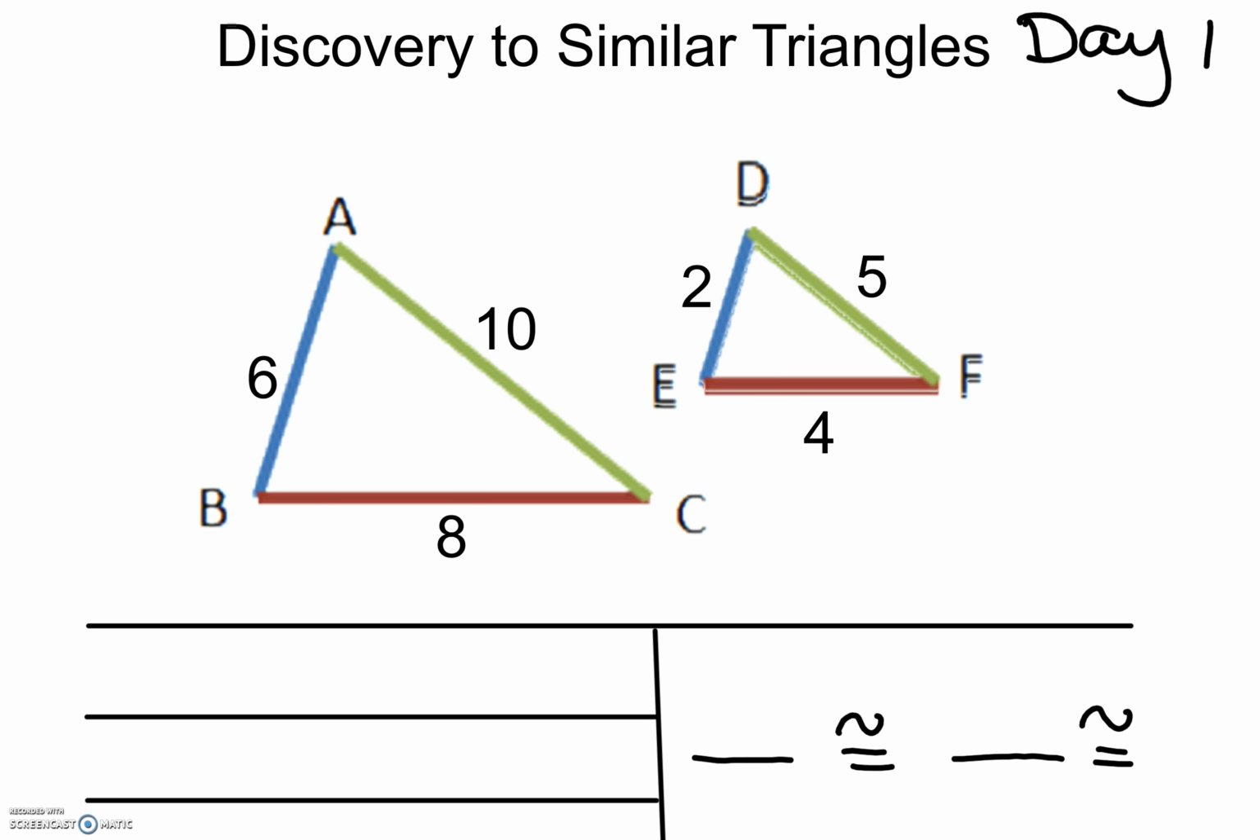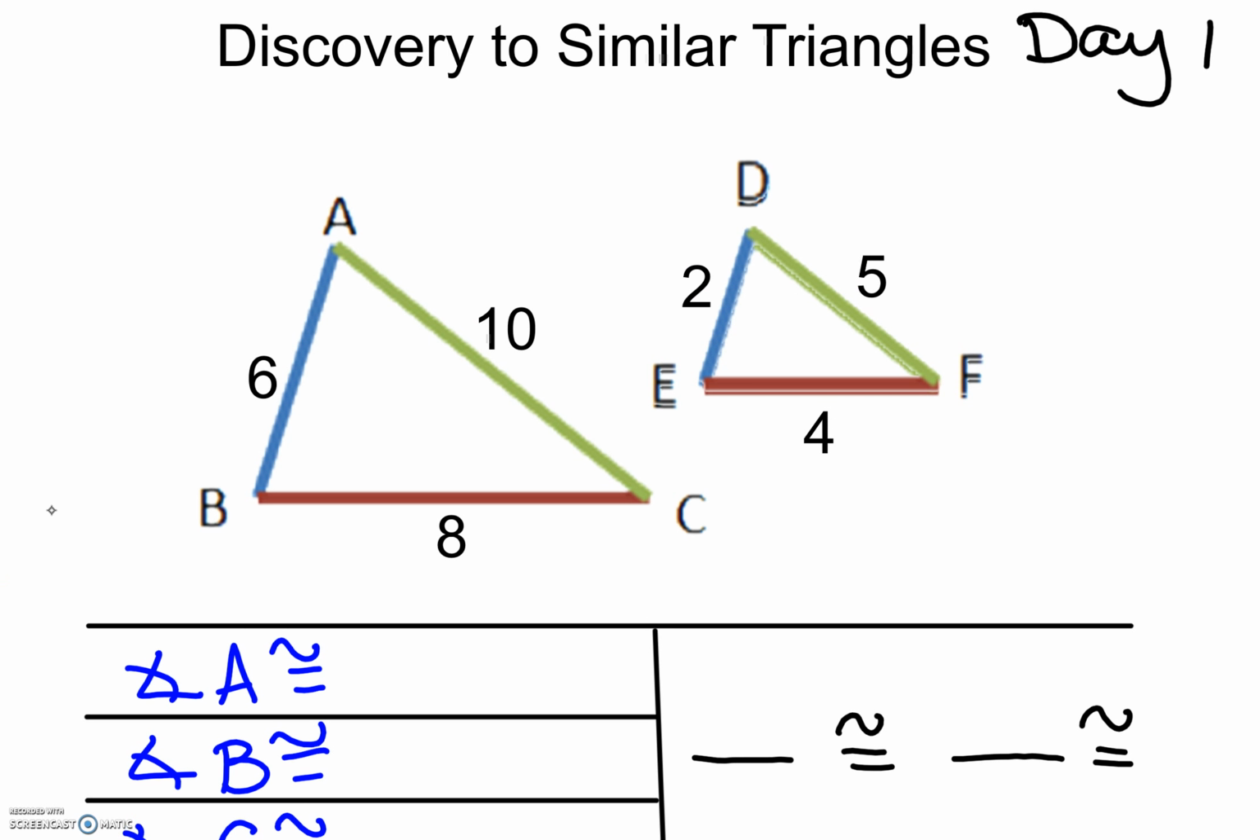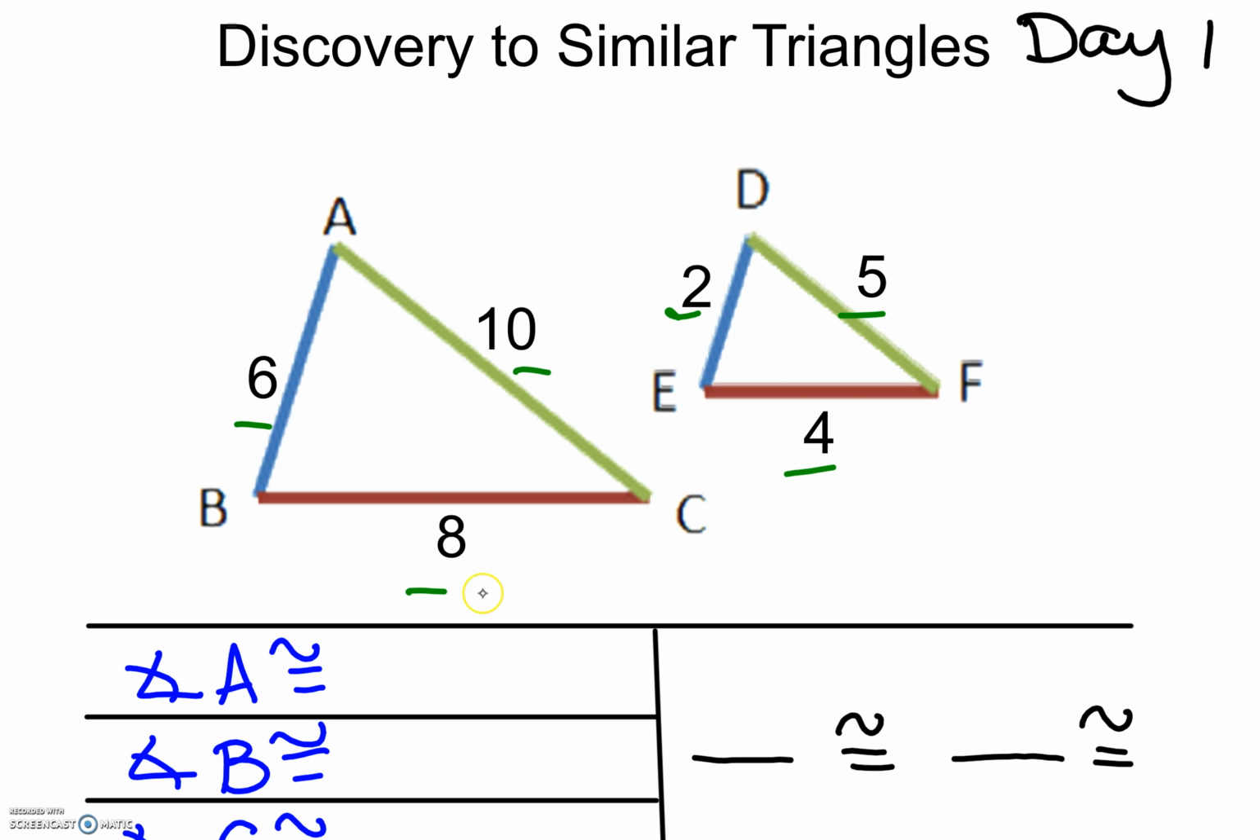So I want you to go over here and fill in what you know about angle A, angle B, and angle C. Now I want you to do the same thing and look at what you know about the sides. So our blue side, which is ED and AB, BC and EF, and AC and DF, assuming that these are our lengths for each.